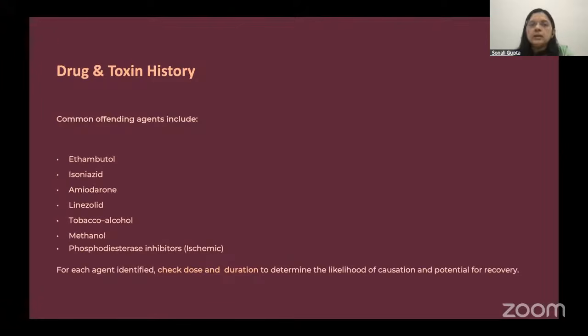So a good drug and toxin history, because ethambutol, isoniazid, the anti-tubercular treatment have been shown to cause bilateral optic neuropathies. Other drugs may also be associated as well as tobacco, alcohol addictions. And for ischemic cause, we do need to take the history of phosphodiesterase inhibitors like sildenafil because they cause a sudden drop of blood pressure and are known to cause non-arteritic ischemic optic neuropathy. So if we do find that he is on any of these agents and it fits into the general picture of a toxic nutritional optic neuropathy, then we do need to prod further into the dose, duration, and determine if we can switch the patient from that agent to something else.